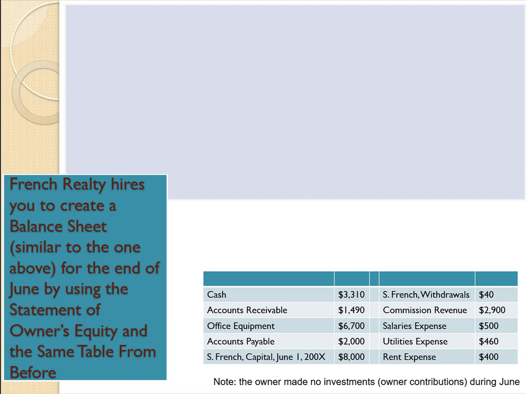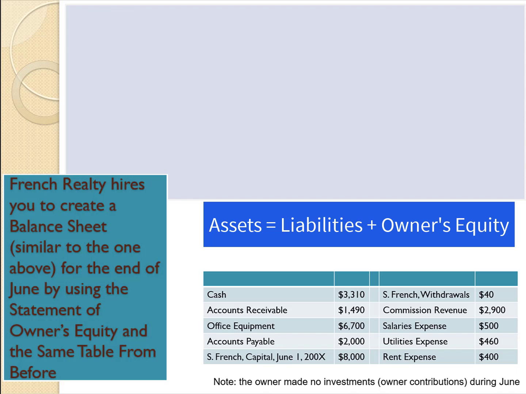So the first thing we have to remember when we create a financial statement is what is the formula for that financial statement. So for the balance sheet, it's just the accounting equation. Assets equals liabilities plus owner's equity. But first, before we can get to that, we need the 3-line heading. So the first line is always the name of the company, French Realty. The second of the 3 lines is always the title of the financial statement you're working on, in this case, the balance sheet.